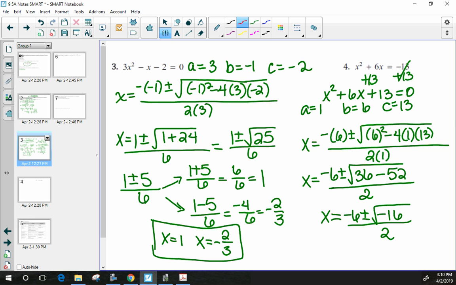And therefore, what do you notice? What do you think? No real solutions. This is a big issue here. We cannot take the square root of a negative. Therefore, this has no real solutions. You can stop there as soon as you realize that the radicand inside the radical is a negative. Then you can say, I'm stopping here. This has no real solutions. You cannot take the square root of a negative number.